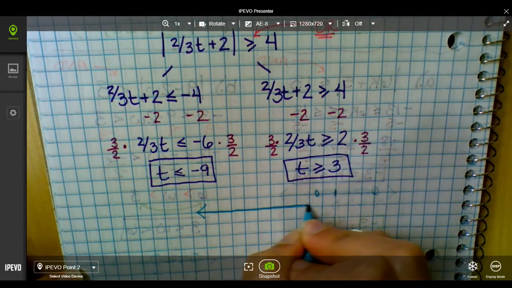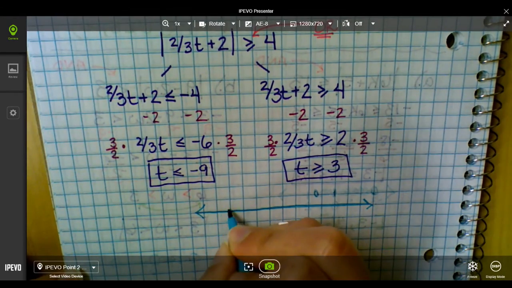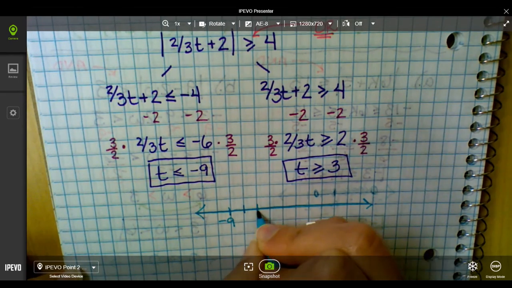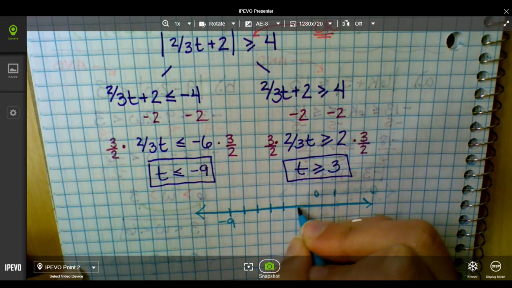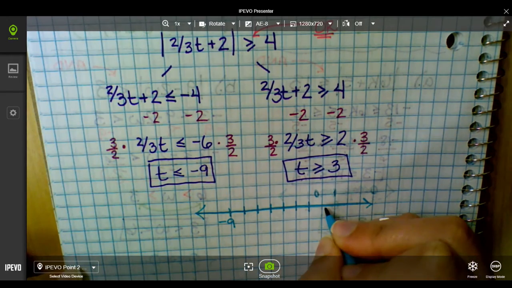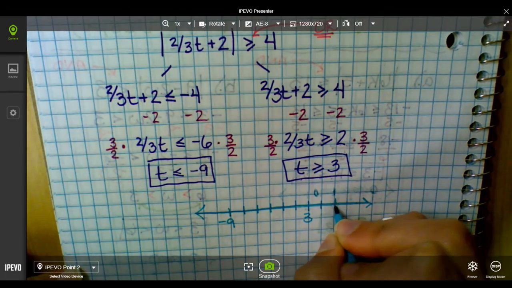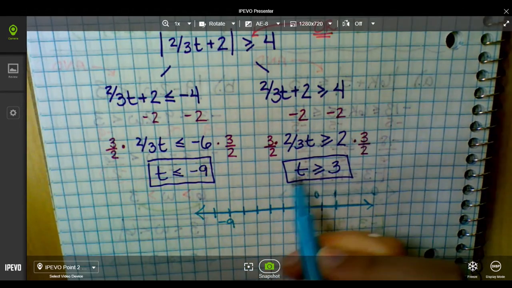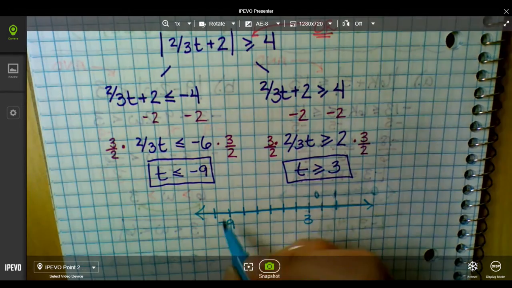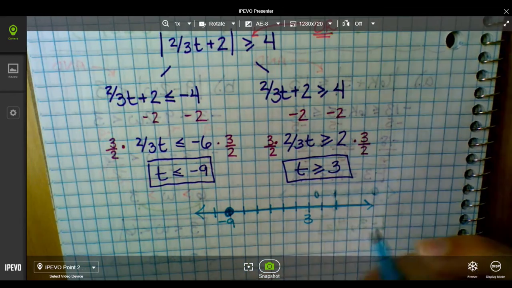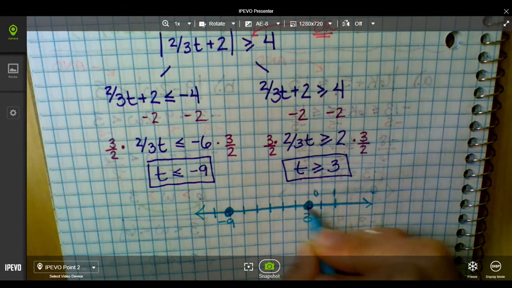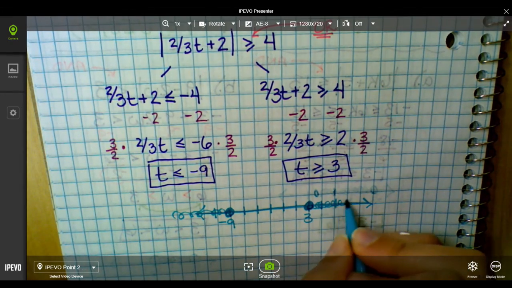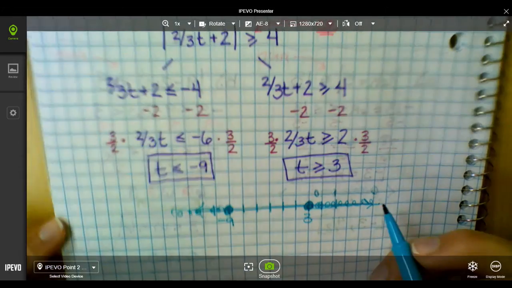Okay, and then we're going to go and graph this. So I have negative 9. I'm just going to count by 2s: negative 7, negative 5, negative 3, negative 1, positive 1, positive 3 is over here. Okay. Since both of these are less than or equal to and greater than or equal to, that means I have closed circles over negative 9 and positive 3. I want everything that is less than negative 9. I want everything that's greater than positive 3.